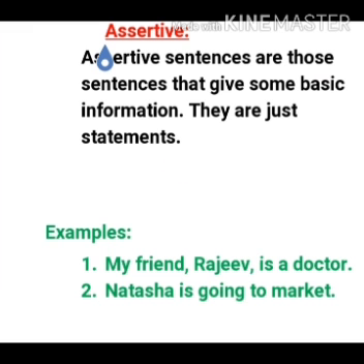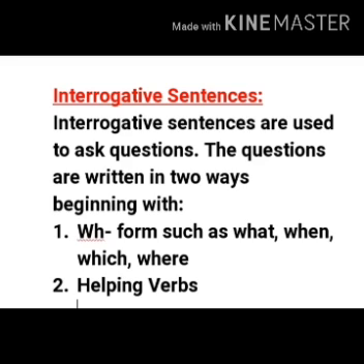Now let us look at the examples here. My friend Rajiv is the doctor. Natasha is going to market. The subject in the first sentence is my friend Rajiv, and we can say the added information about Rajiv is that he is a doctor. In the second sentence, Natasha is the subject, and we come to know that she is going to market. So these are the basic details about the subjects here.